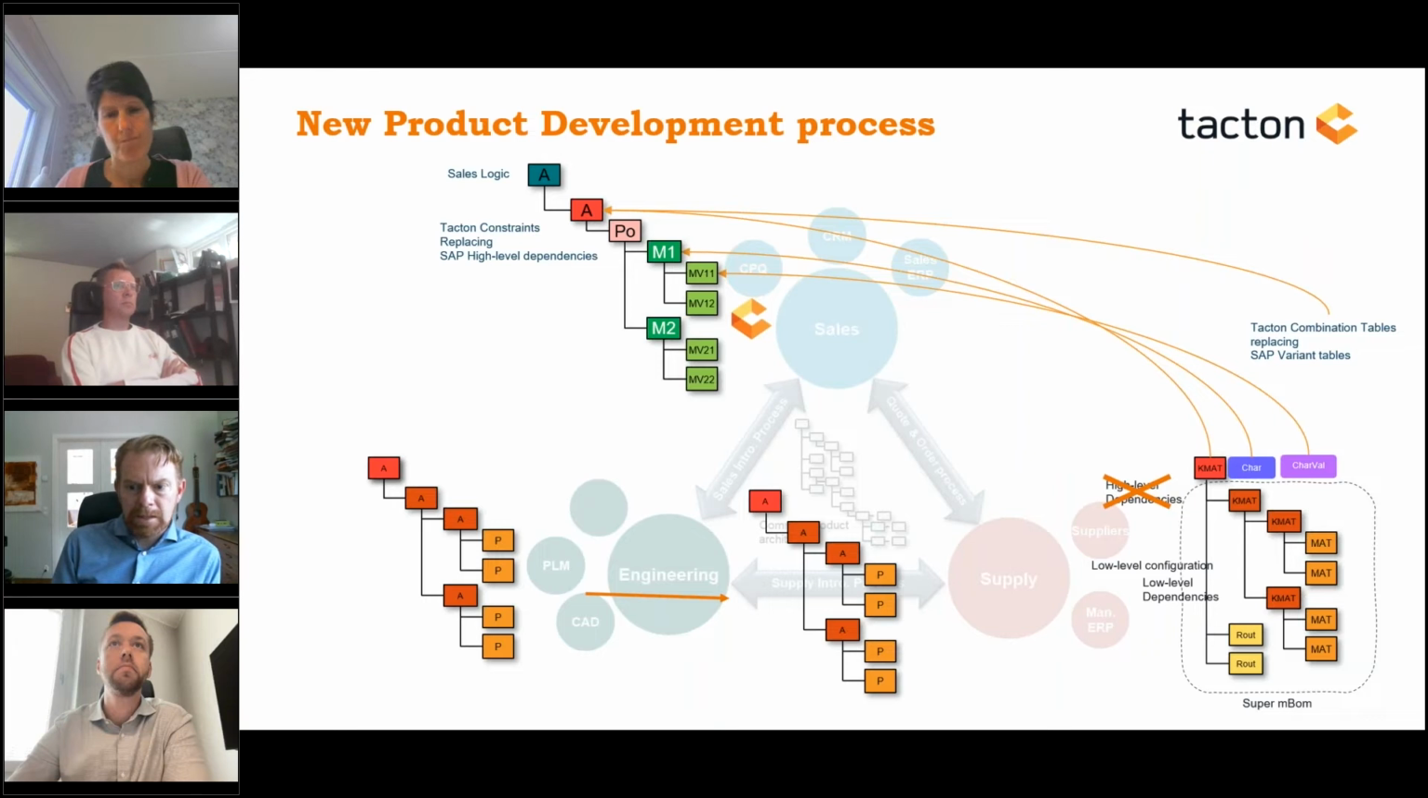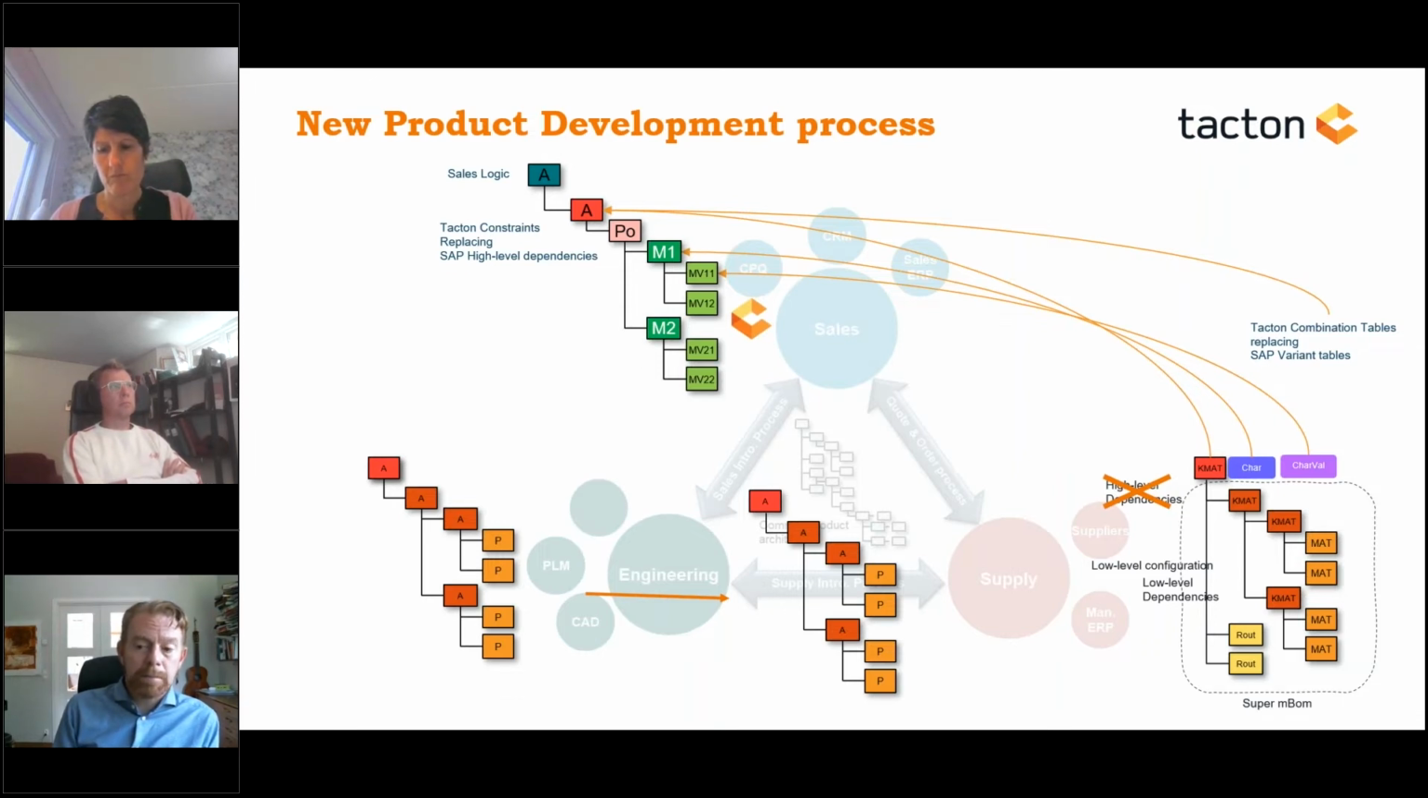That's also what we've seen, that customers actually don't want to copy the rules from SAP, because using our constraint language is much more powerful than using the high-level dependencies in SAP. So instead of writing thousands of high-level dependencies, you can just use a few constraints in Tacton, which is much more efficient to administrate, and with lower cost and so on. So you can actually remove all the high-level dependencies in SAP. They're of no use there.